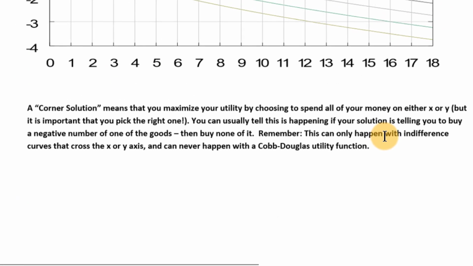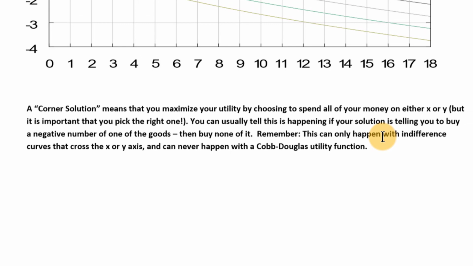So again, just to summarize what we just did. Sometimes if you use something like a quasi-linear utility function, you can end up with a solution where the solution tries to tell you to buy a negative number of one of the goods. A corner solution means you maximize your utility by choosing to spend all of your money on either X or Y. But it's important that you pick the right one, right? The answer is not going to be spend your money on either X or Y. You have to figure out which one of those two maximizes your utility.